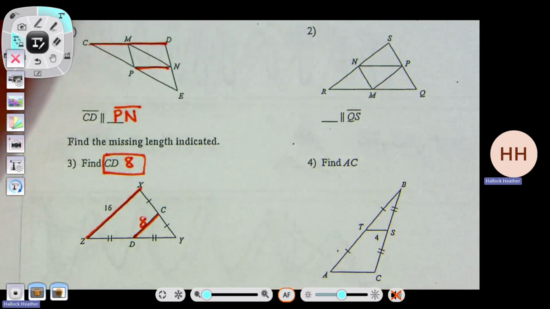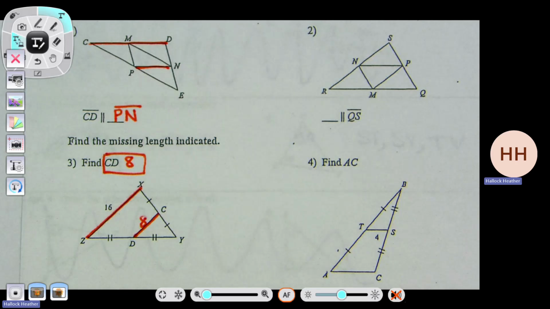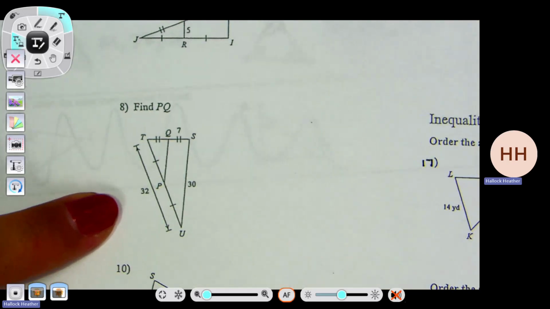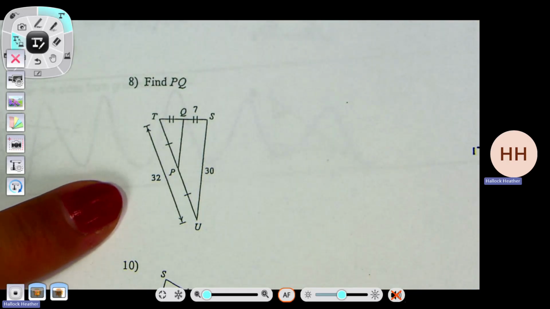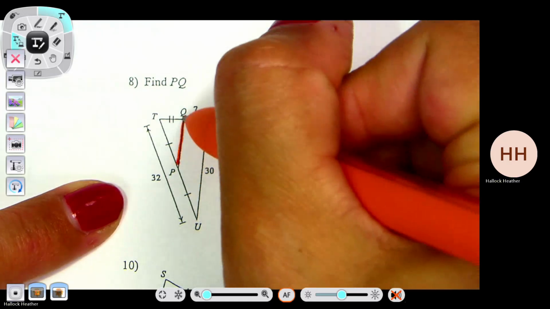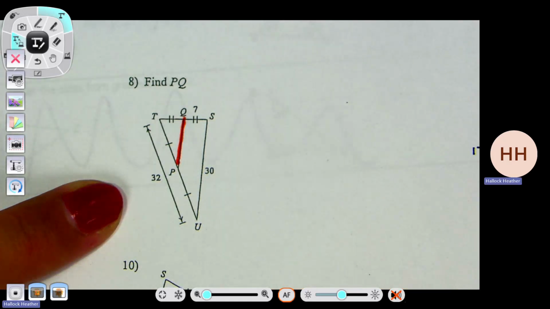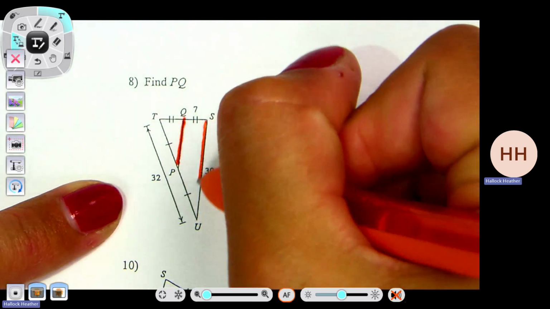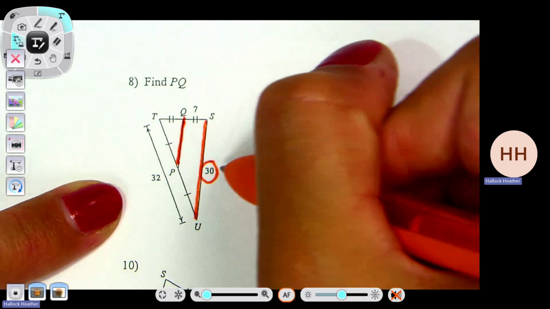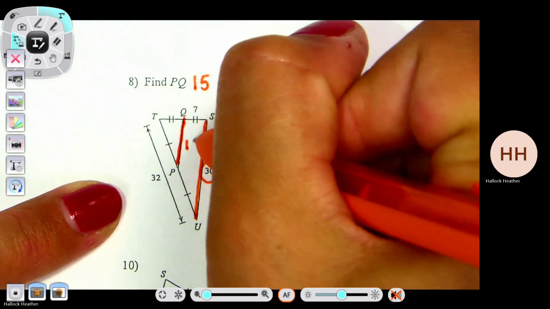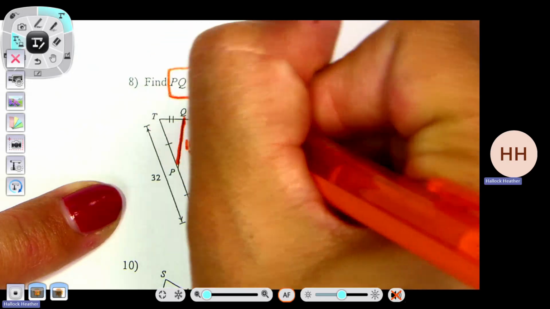Let's go straight down to number 8. Number 8 has extra numbers in the picture to confuse your small brains. We need to find PQ. And with these extra numbers, you're looking at the parallel line. So you're not looking at these other side lengths. Who cares about those? We're looking at parallel. So this is 30. So we cut it in half because we're going in. So 15. Easy.